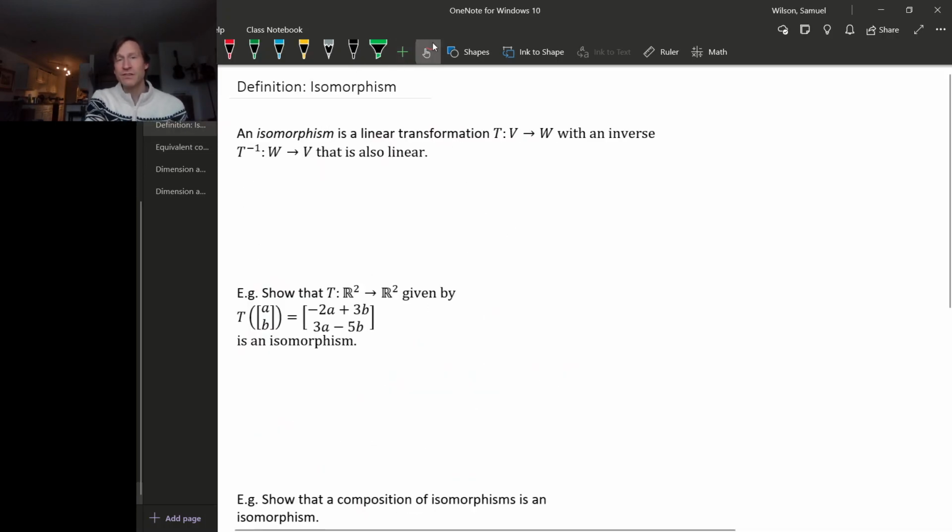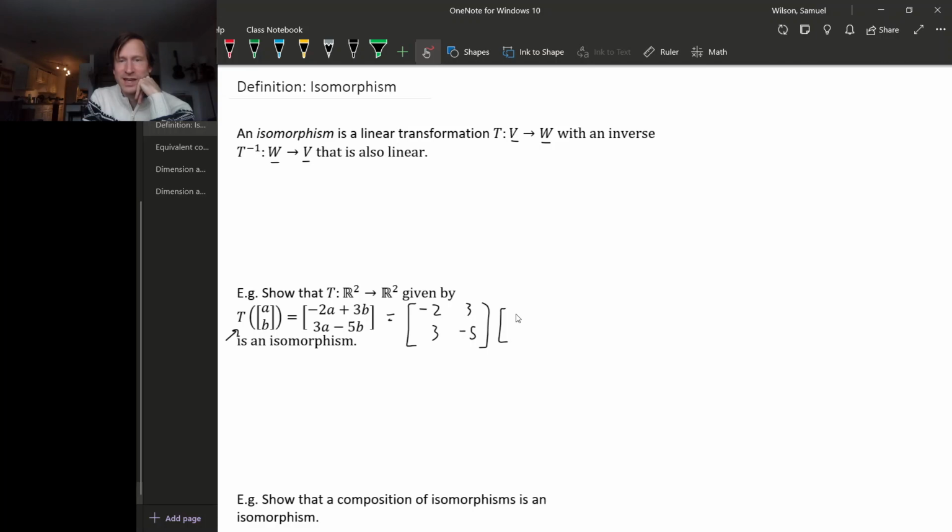So an isomorphism is a linear transformation from one subspace to another that has an inverse transformation that is also linear. So just for an example, let's show that this linear transformation is an isomorphism. We can represent this linear transformation by multiplication by a matrix, as with any linear transformation. So this is -2, 3, 3, -5, like that, times AB.